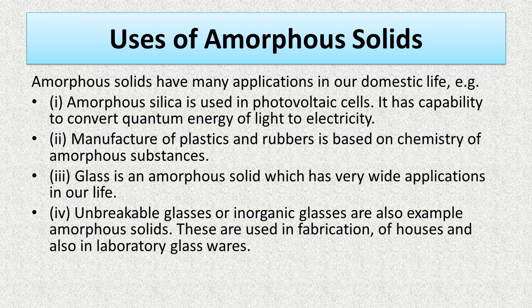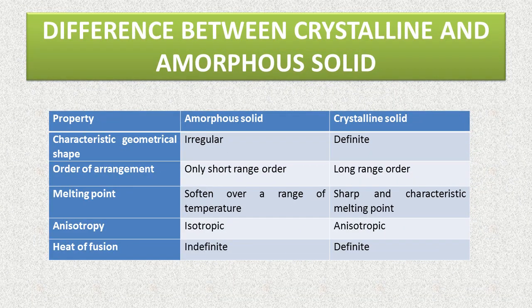So where do we use amorphous solid? Amorphous solid have many applications in our domestic life. As an example, amorphous silica is used in photovoltaic cell. Glass is an amorphous solid which has very wide application in our life. Unbreakable glasses or inorganic glasses are also example of amorphous solid. They are used in fabrication of house and also in the laboratory glassware. So accumulate all the features of crystalline and amorphous solid as a difference below.